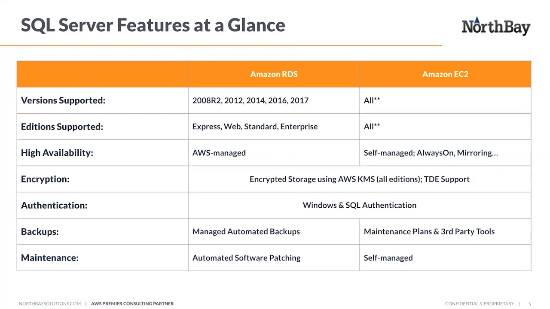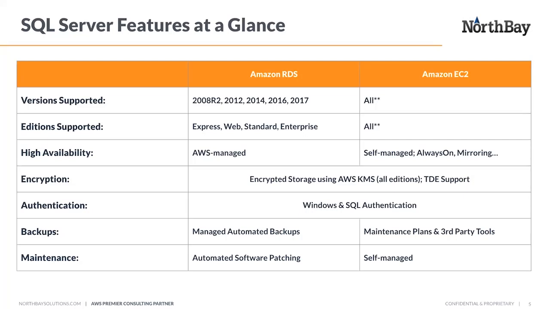Okay, so as far as RDS is concerned, the versions are listed here, 2008 onwards till 2017. On EC2, you can do pretty much everything because you have the full control. That's the key reason, right? Edition supported: in RDS, we have Express, Web, Standard, and Enterprise. Amazon EC2, it says all. Pretty vague, but it says do whatever you want, pretty much.